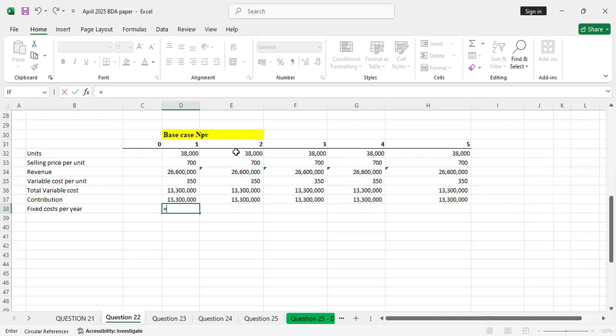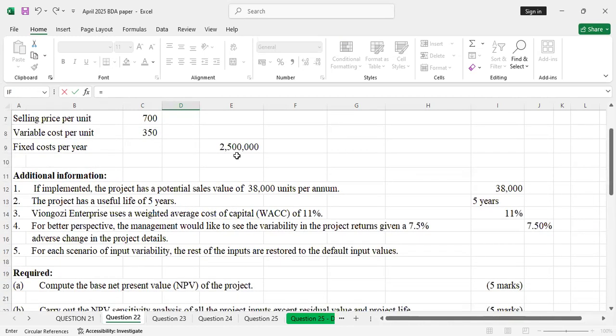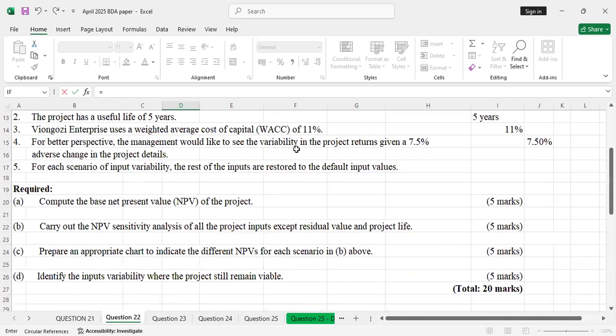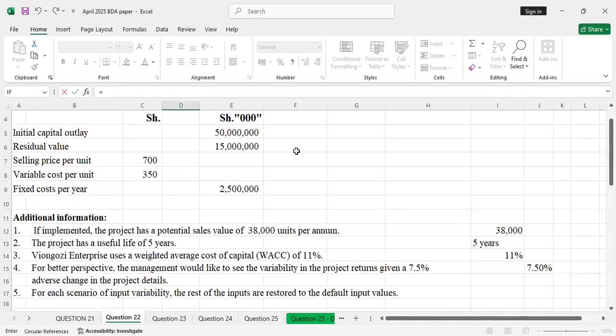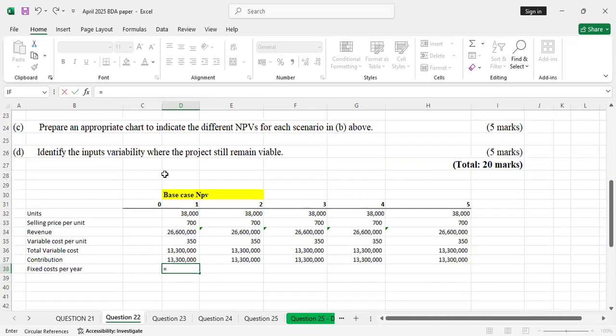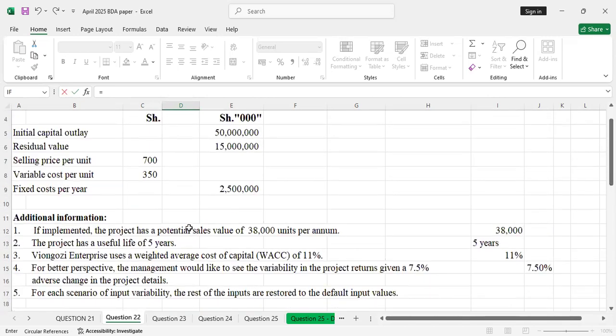Yeah, but having a fixed cost of 2.5 billion, no, it doesn't make sense to me. And even the initial outlay of 50 billion, and only to get 38,000 units per year, that does not make sense. So allow me to use what I think is practical. Let me use the fixed cost of 2,500. Because you see, if you deduct 1 billion from the contribution, it doesn't make sense at all to me.